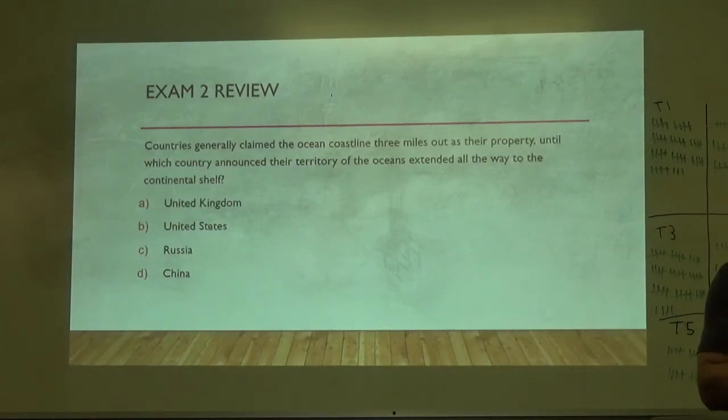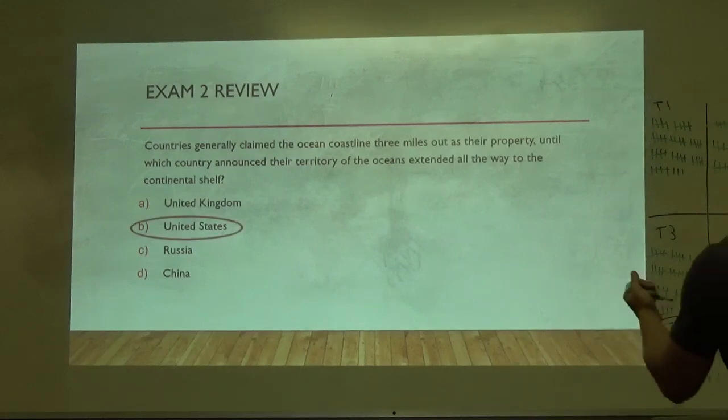Which country announced that their territory on the oceans extended all the way to the continental shelf? Is it A, the United Kingdom, B, the United States, C, Russia, or D, China? Well, it's always Britain, right? Britain, or Germany. Take your pick. Alright, answers in 3, 2, 1. You're all correct. United States, because we do everything bigger.